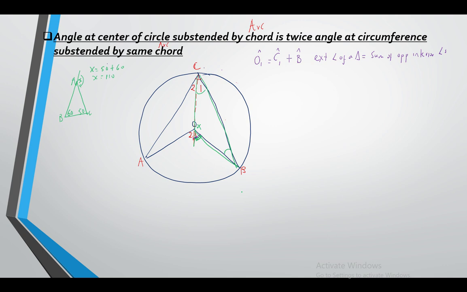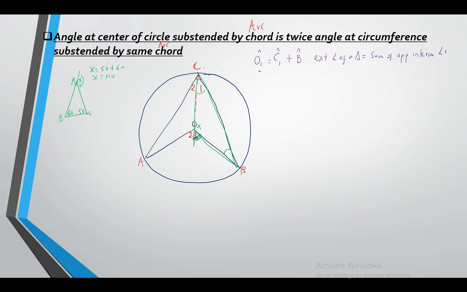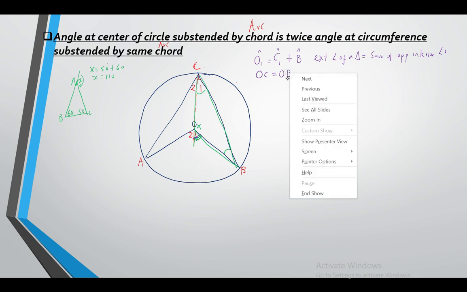Now, you have to realize that OC and OB, these two line segments, are equal. So you say OC equals OB. Why are OC and OB equal? Because both are radii. All radii are equal. OC and OB are both radii.